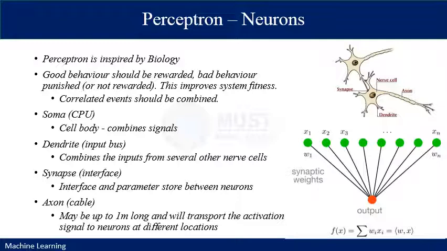Similarly, correlated events should be combined. These are some specific terms about neurons, and you can work on these to understand the concepts about the neuron. However, these are not very relevant to our current implementation. Therefore, we will come back to these concepts in a later lecture. However, you can go through them for your understanding.